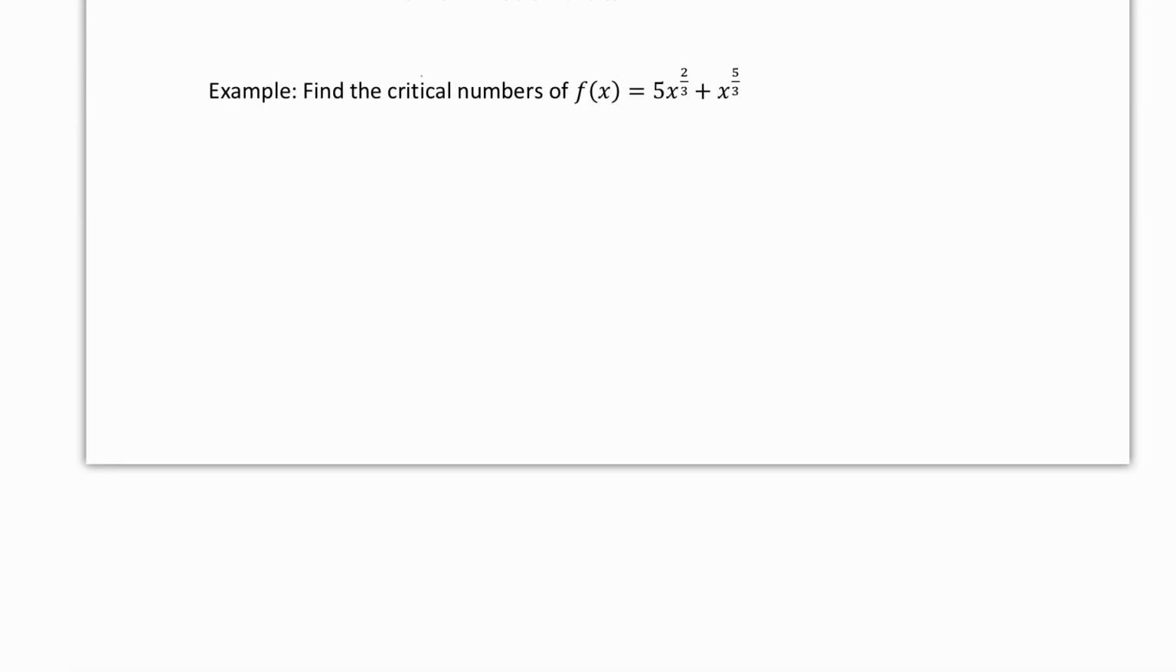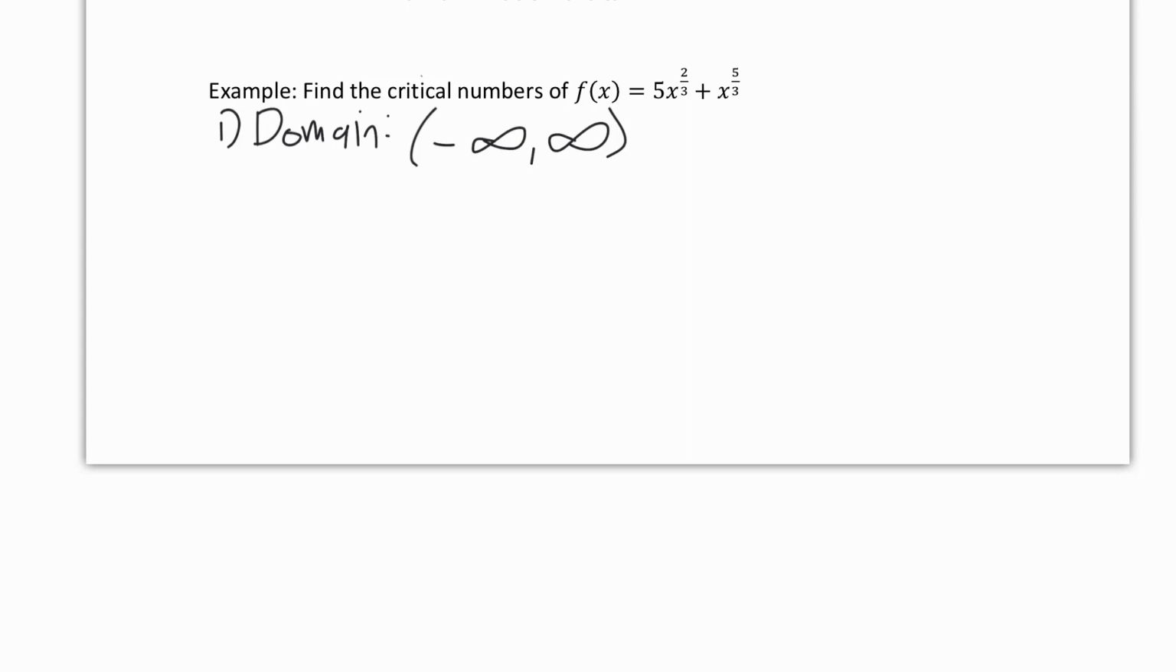Now let's look at one that's a little bit nastier. This one has some weird powers. It's not a nice polynomial. We have fraction powers. But we can still find the critical numbers. So step 1, let's find the domain. Now because these are both 3, they're cube roots. Square roots are bad. You can't necessarily find the square root of every number. You can't find square roots of negative numbers. But you can find cube roots of any number. So the domain is actually -infinity to infinity.